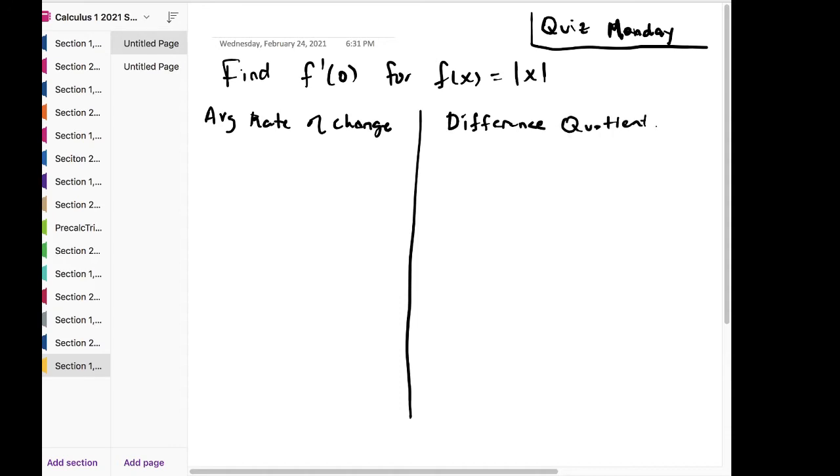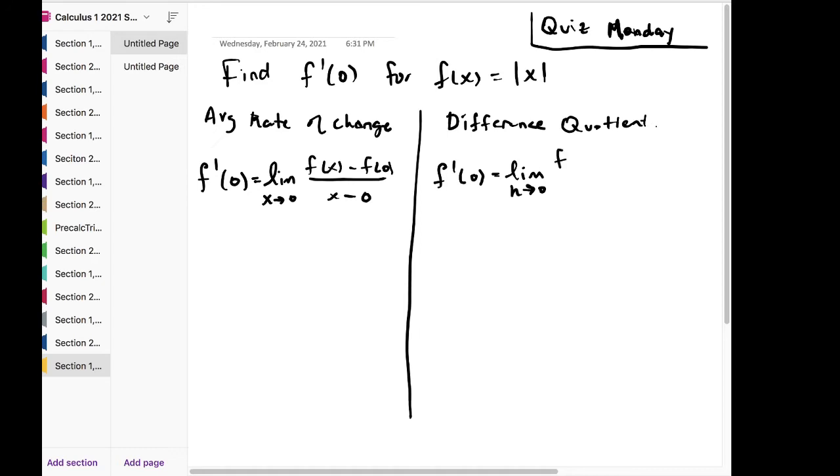All right, so what is the average rate of change definition? f prime of 0 is the limit as x approaches 0 of f of x minus f of 0 over x minus 0. In the difference quotient definition, f prime of 0 would equal the limit as h approaches 0 of the difference quotient, f of x plus h, or 0 plus h, minus f of 0 over h.